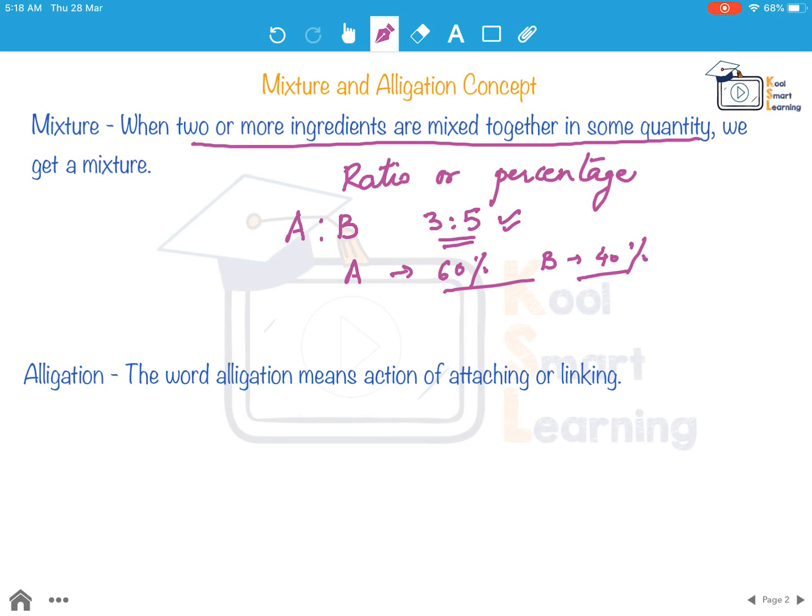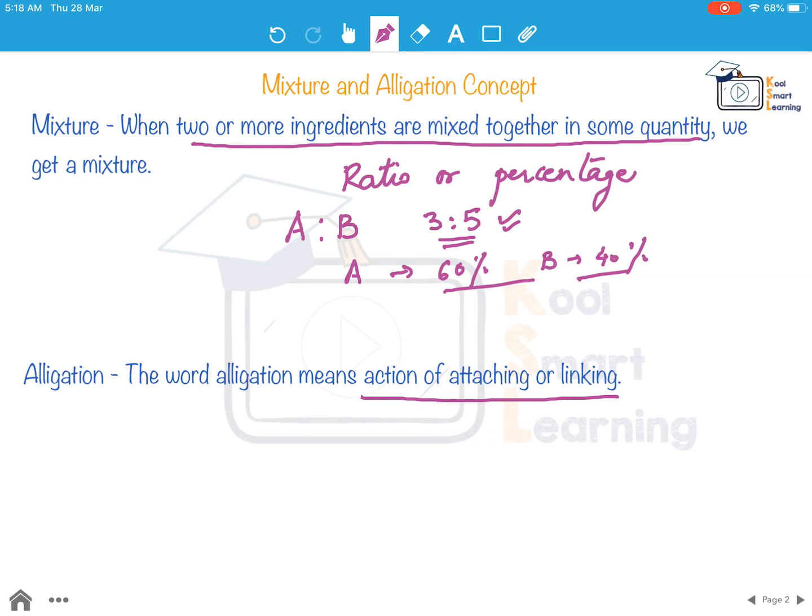Now what do we mean by alligation? The English word alligation means action of attaching or linking. But what does that mean as regards the mixture? It's a rule that enables us to find the ratio in which two or more ingredients are mixed together, where we know the price or strength of these ingredients. So alligation gives us the rule that will enable us to find the ratio in which they are mixed together to get the mixture of desired price or strength.